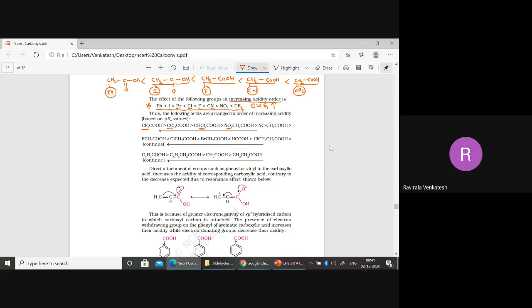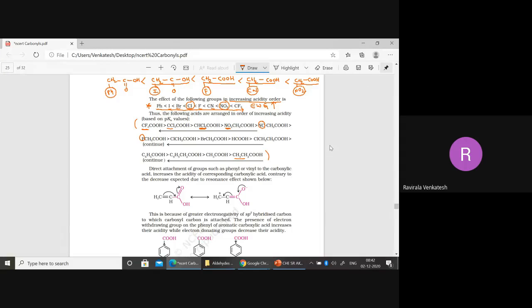Of course, NO2 is more electron withdrawing in nature compared with chlorine. But how many chlorines are actually there? 2 chlorines are there. Chlorine is a less electron withdrawing group when you compare with NO2. Because of 2 halogens here, it is now more than NO2 group. Now you see fluorine like this. Finally, we are going to get this one. So this order you have to practice, everyone.